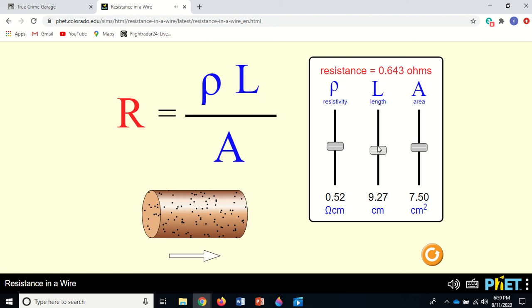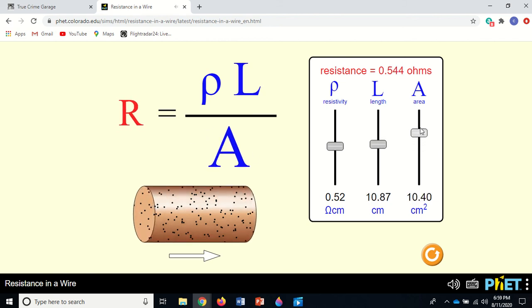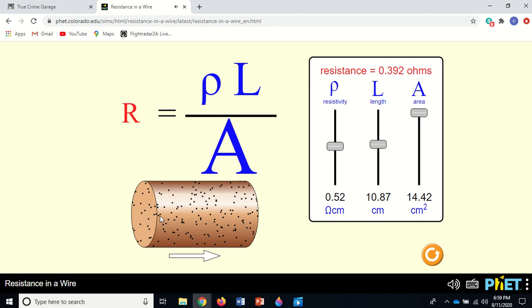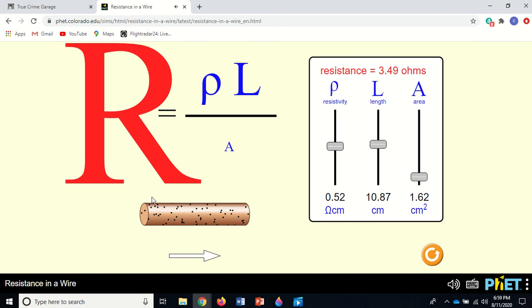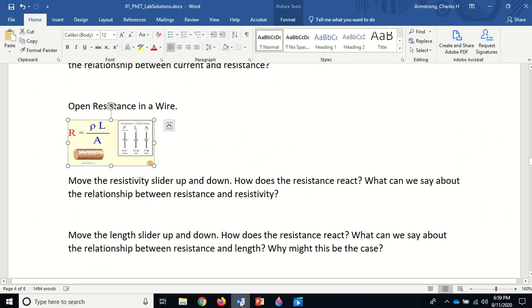Okay, now let's just do area real quick. We see areas on the bottom, so we know how that's going to go. Make the area big, resistance goes down, because now you've got more cross-sectional area, more room to move through. Make the area small, and the resistance goes way up. Okay, resistance goes up. So now we can go back and start answering some of these questions.